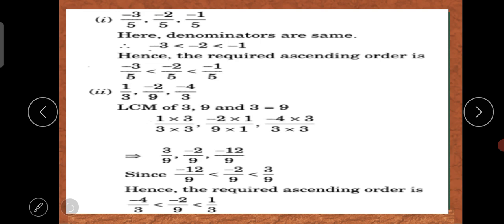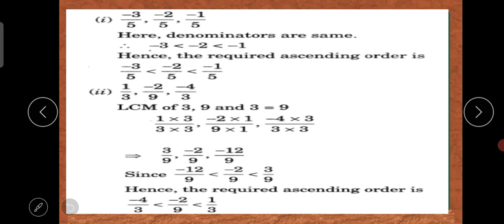When we compare the numerators, all numbers are negative. So we know that minus 3 is smaller than minus 2, and minus 2 is smaller than minus 1. The reason you know. Next question: 1 upon 3, minus 2 upon 9 and minus 4 upon 3. So here 3, 9, 3. We will find the LCM, or the second method, we can do the cross multiply. This method is also correct.